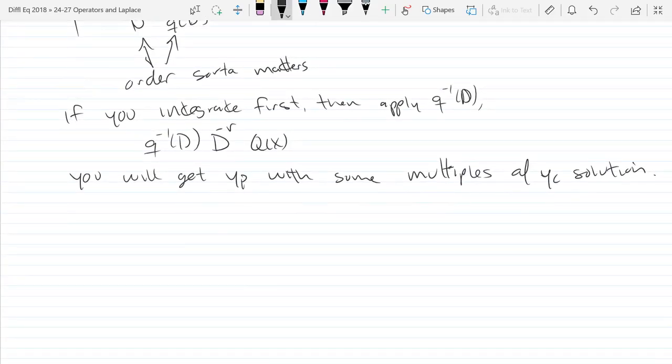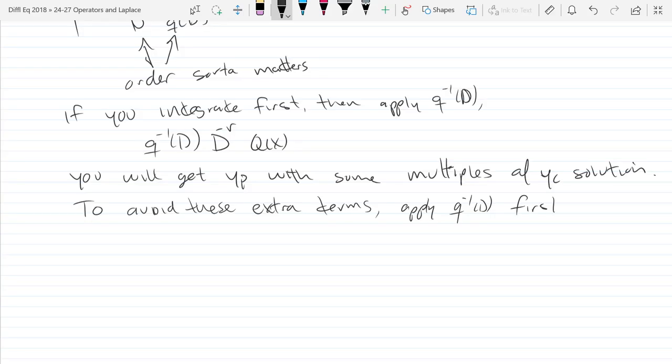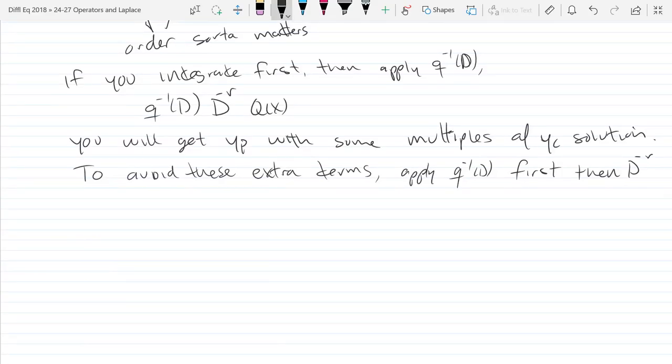To avoid these extra terms, apply Q inverse first. Then D to the negative R second. So your YP will be the way it was originally written, D to the negative R, then Q inverse D of big Q of x. So apply it in the order we wrote it.